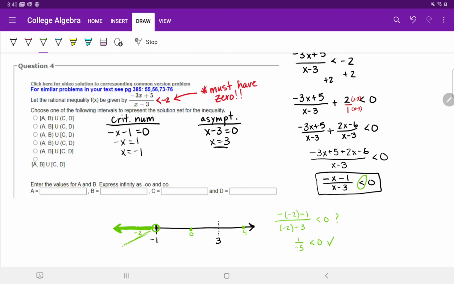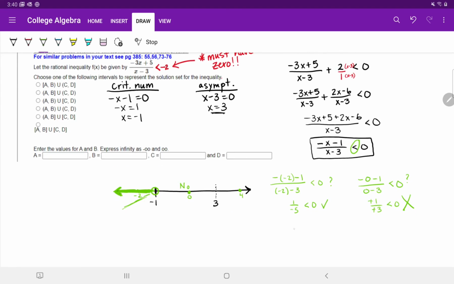Let's test our next point. Now we're going to plug in 0 for x. So I'm plugging in (-0 - 1)/(0 - 3). Is that less than 0? So we get -1 over -3, which is positive 1/3. Is that less than 0? No. So the values within this interval are not part of the solution.